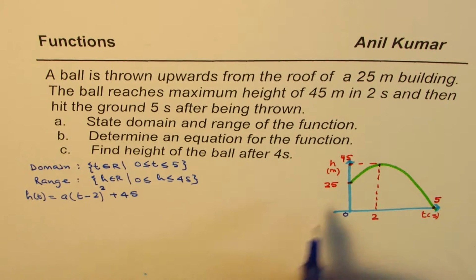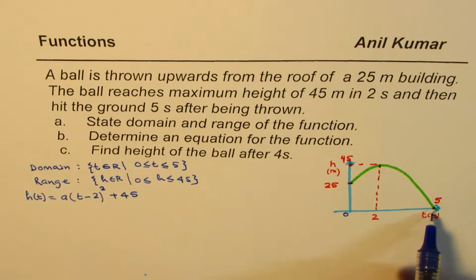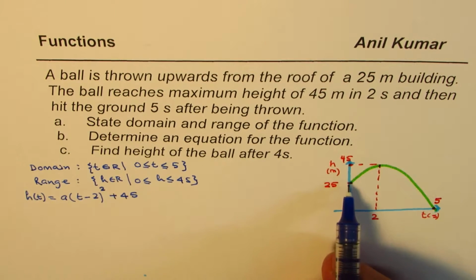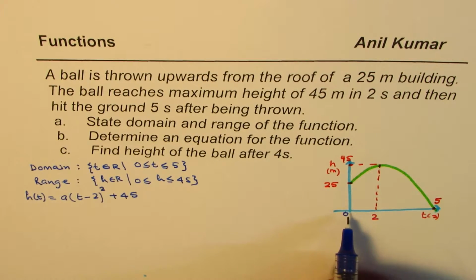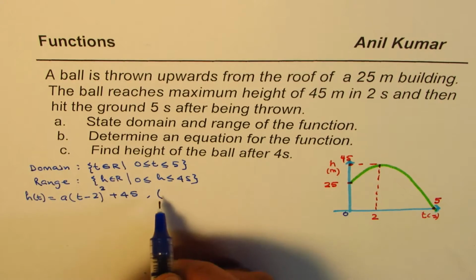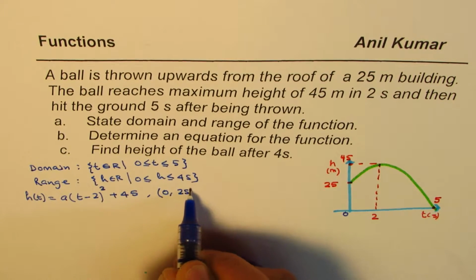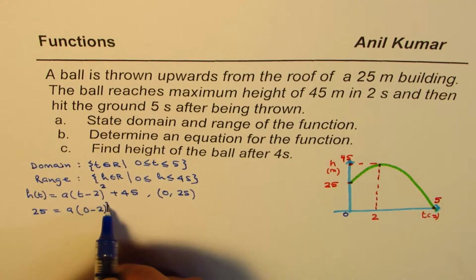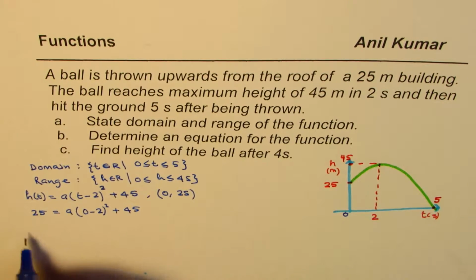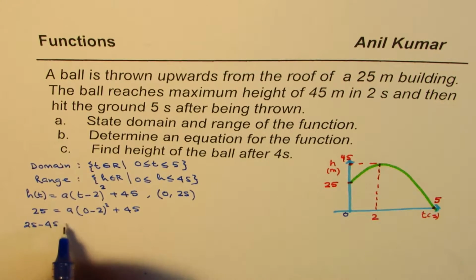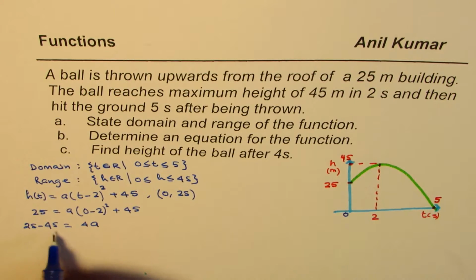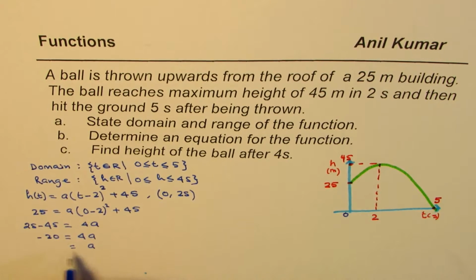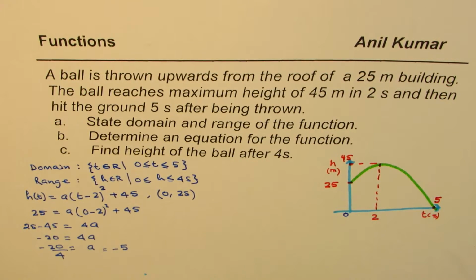To find the value of a, we can use one of the points known to us. You could use 5 and 0, or 25 as the y value for 0 t value, right? So let me use 0 and 25. So I'll use the point for t equals 0, height is 25 meters. So let's substitute 25 here and find a for t as 0, right? Plus 45. Bringing it to the left side gives us 25 minus 45 equals 4a, and this is minus 20, right? Equals 4a, or that gives us the value of a as minus 20 divided by 4, and that is indeed minus 5. Is it okay? So that is minus 5.